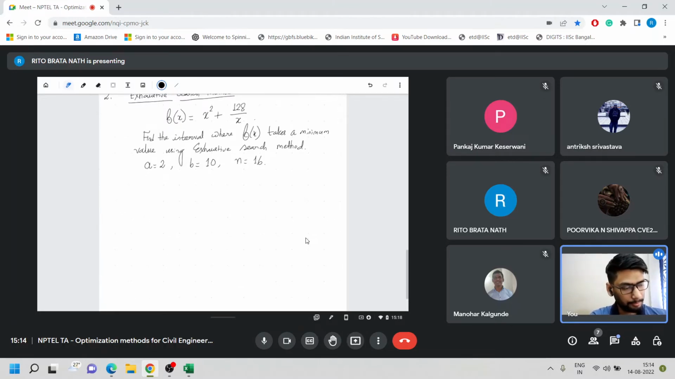What will be the length of each interval? Can anyone tell me what delta x is in this problem?